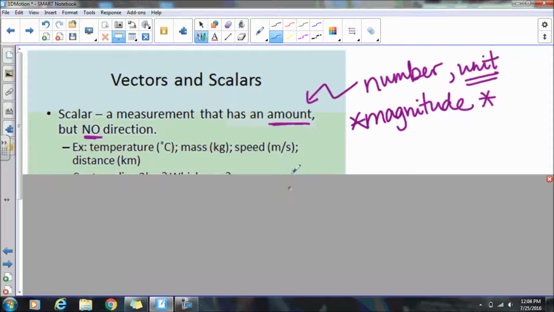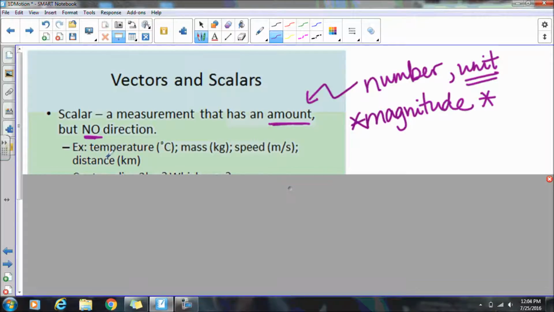Some examples of scalars: temperature, which has a unit of degrees Celsius. So what is the temperature outside? Well, it would be 20 degrees Celsius. 0 degrees Celsius. It's just a number and a unit. Mass. Mass has a unit of kilograms. Speed, meters per second. This could also be a different unit if you're, say, driving down the road in America, then speed might be in miles per hour. If you go up to Canada or anywhere else in the world, it might also be in kilometers per hour. But nonetheless, it's still a number with a unit.